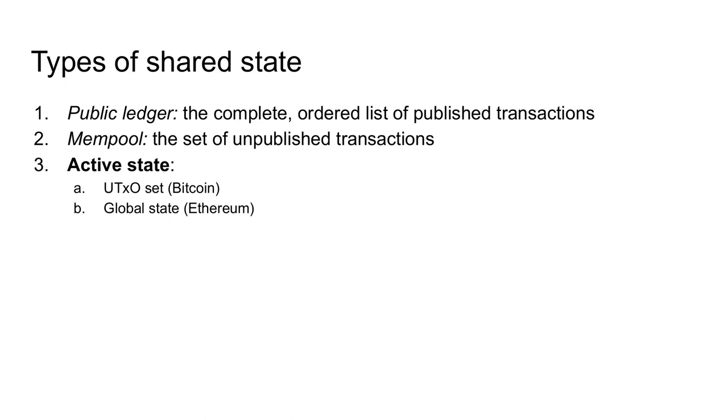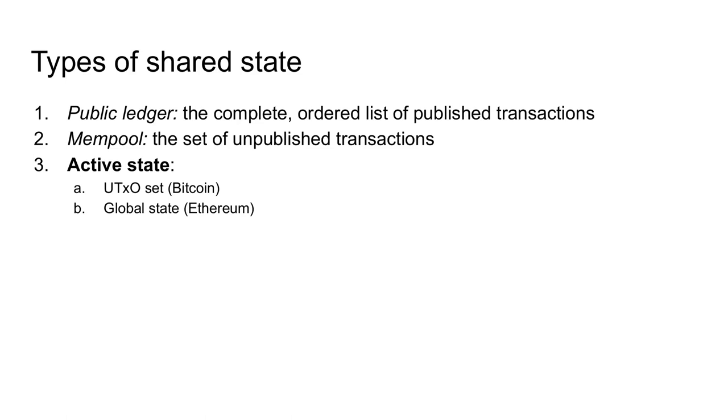And finally, we have the active state. So this is the aggregate state which arises from the history of the ledger. So in Bitcoin, that would be the UTXO set, and in Ethereum, it would be the global state. So why do we care about efficient management of this third type of state?